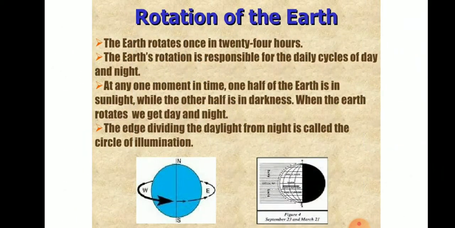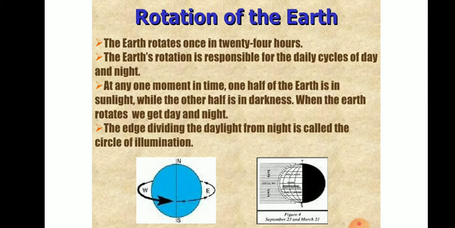Next, we have some more points regarding rotation of the art. The art rotates once in 24 hours. That means to take a complete rotation, it takes 24 hours. Art's rotation is responsible for this daily cycle of day and night. If there is no rotation, then we won't experience this daily cycle of day and night.